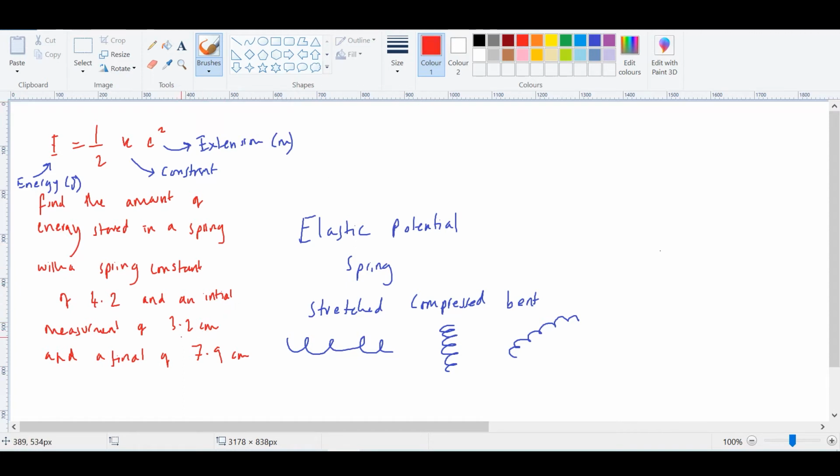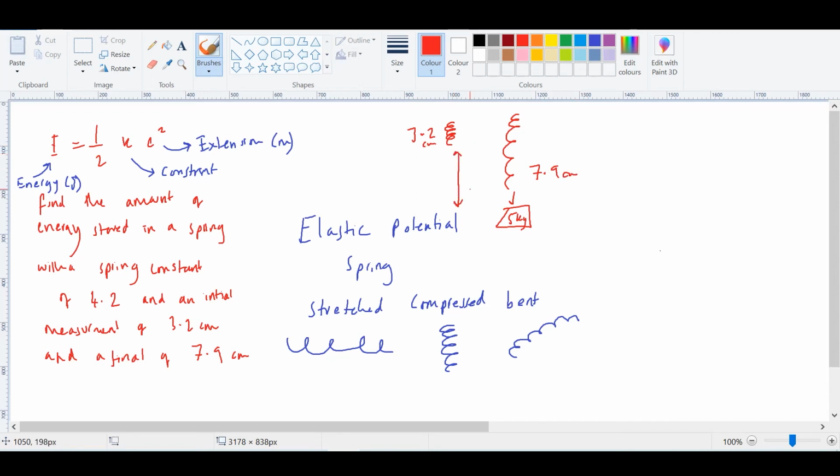The initial measurement is when the spring has no pressure on it, this is what it looks like. But when you add a weight to it, it gets longer, and the distance between here is essentially wider. So we want to know what the extension is. How much was it extended? Just for the sake of the image, we'll call this one the 3.2 centimeter, and this one the 7.9 centimeter. So what's the difference?